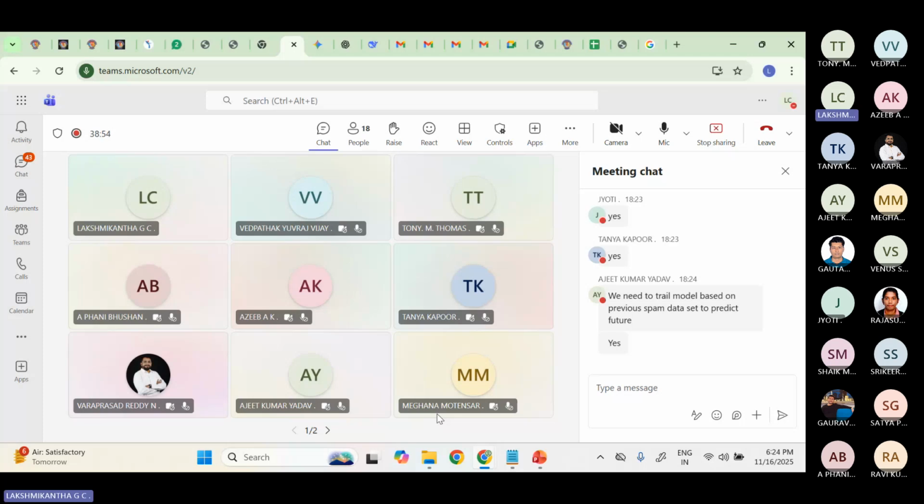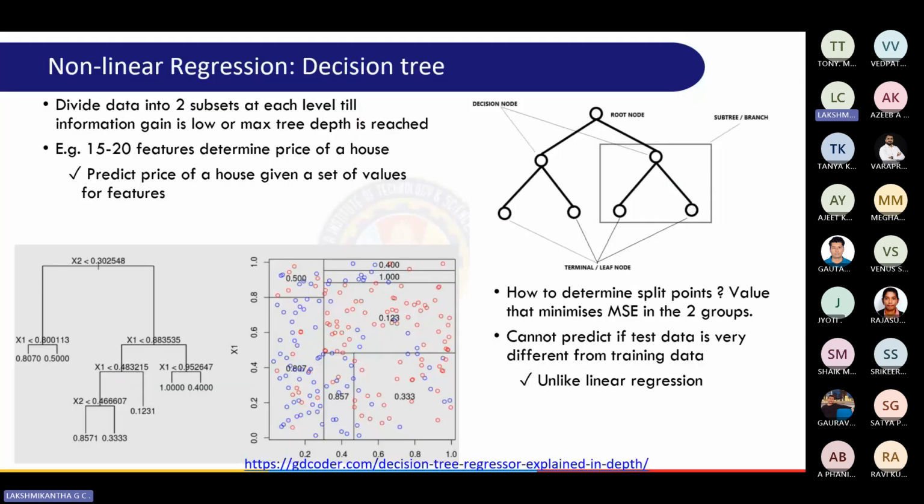So now, without making delay, I'm jumping into the next model, that is non-linear regression. Under non-linear regression, I'm giving you the example of decision tree. Guys, look at the very first point mentioned here: divide data into subsets. Decision tree splits based on questions like, is the area greater than 1000 square feet? Is the locality premium?